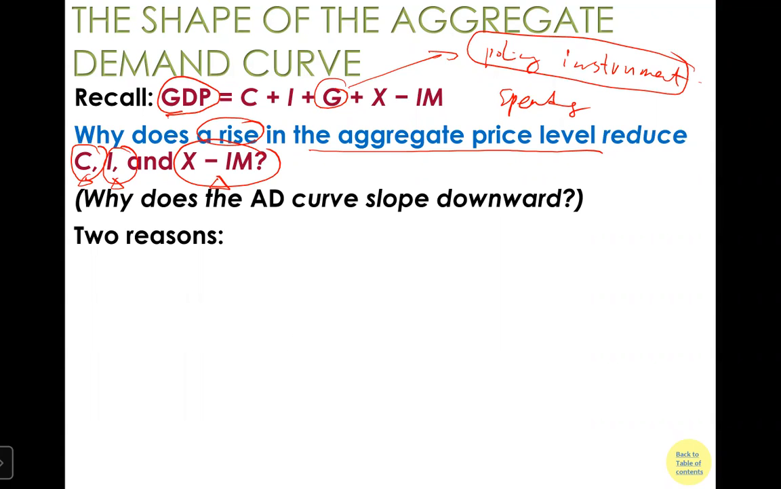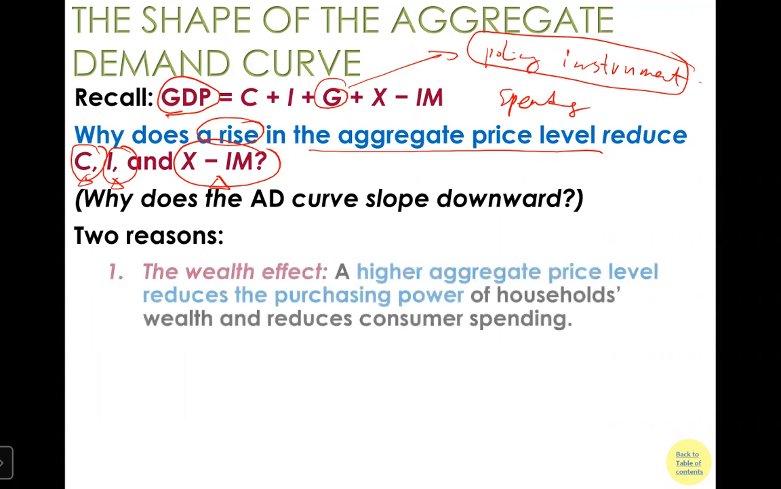So there are two reasons. Reason number one is wealth effect. Put it simply, higher price reduces your purchasing power. To give you an example, last year, at the peak of the pandemic, the gas price went down to $2 per gallon.